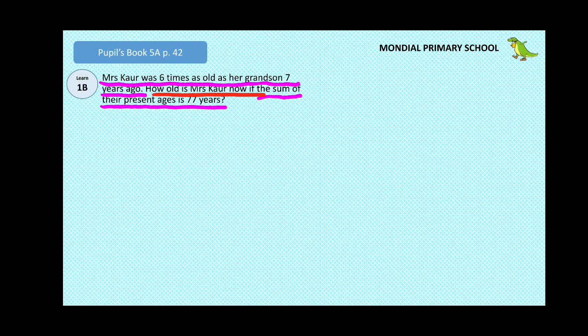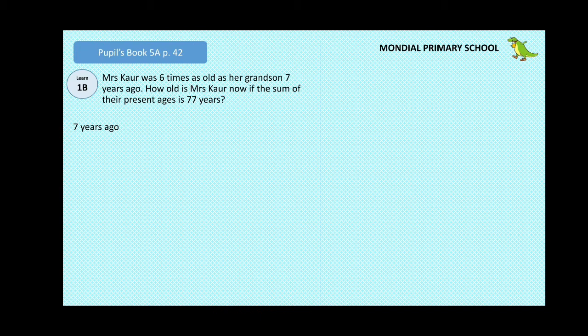How many models should we draw? 2. Perfect. One comparing their ages 7 years ago and one comparing their recent ages. For each model, what are we comparing? Nice! Mrs. Kaur's age and her grandson's age. Who is older? Mrs. Kaur.